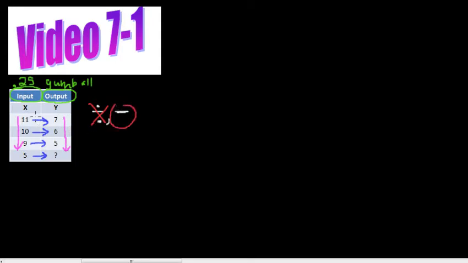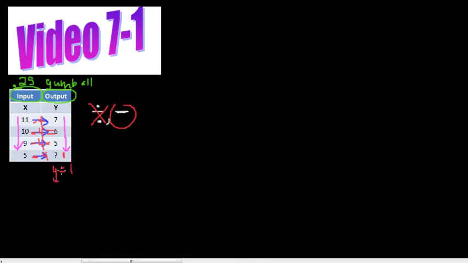Now, what do we subtract from 11 to get 7? Well, you subtract 4. And then let's try it down here. You can't just assume the rule is correct on the first one. You've got to check with all X and Y's. So 10 minus 4 does equal 6. 9 minus 4 does equal 5. And then we're left with a question mark down here. We have to fill it in. 5 minus 4 equals what? 1. So our Y value down here equals 1.